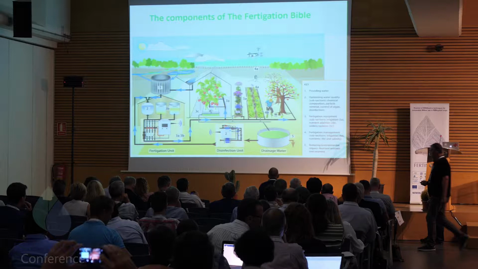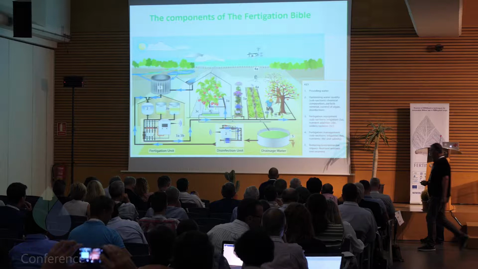This diagram we prepared to present all the different components of the Fertigation Bible. Starting from number 1, on the left-hand side, which is the water, provision of water. And then we go to section 2, which you can see mostly here, which is the optimization of the water quality. There were subsections on the chemical composition of the water, particle removal, control of algae, and disinfection of water. Part 3 was on fertigation equipment. This is really the equipment in the head and also the systems for applying irrigation, etc.